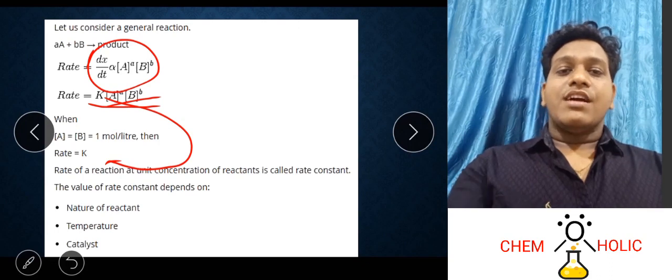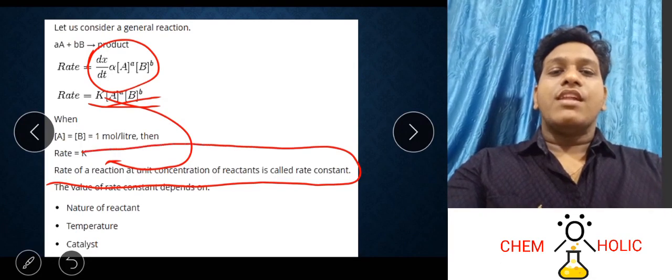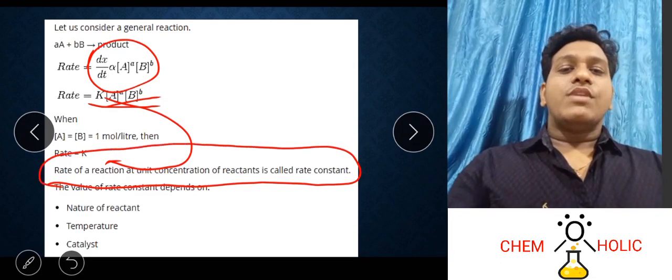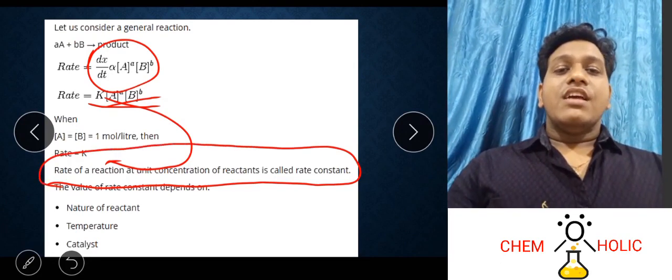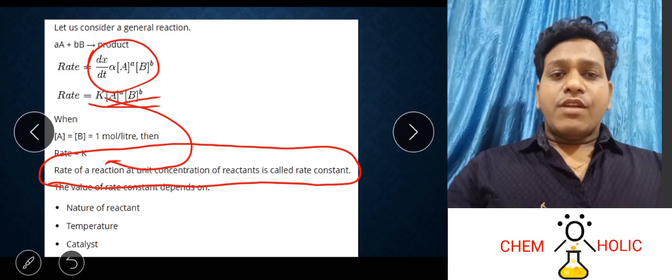So the definition comes: rate of any reaction at unit concentration of reactant is called the rate constant. Now one more term is there.